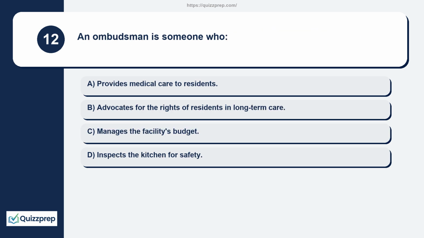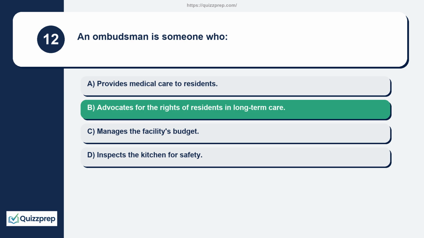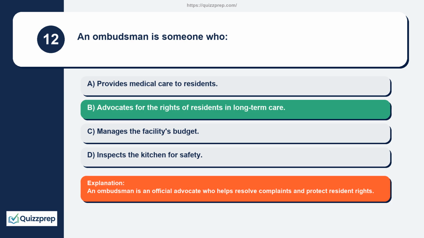Question 12. An ombudsman is someone who provides medical care to residents, advocates for the rights of residents in long-term care, manages the facility's budget, inspects the kitchen for safety. An ombudsman is an official advocate who helps resolve complaints and protect resident rights.